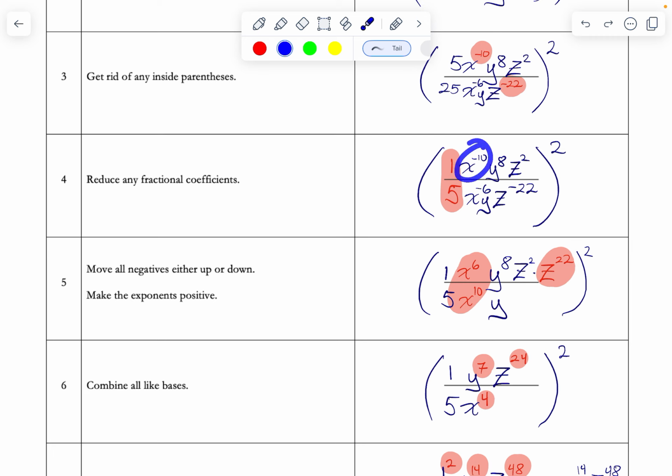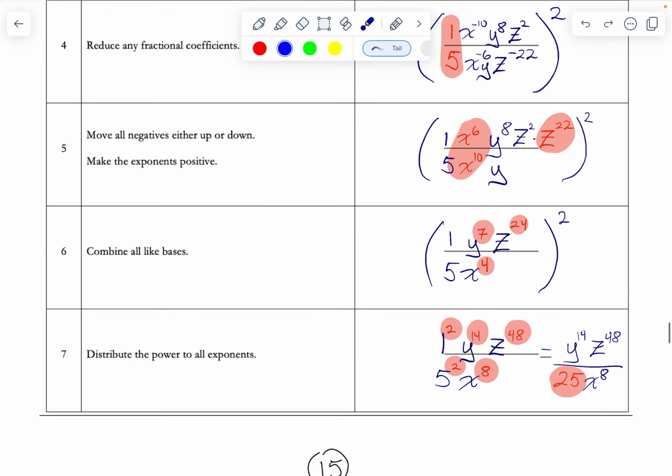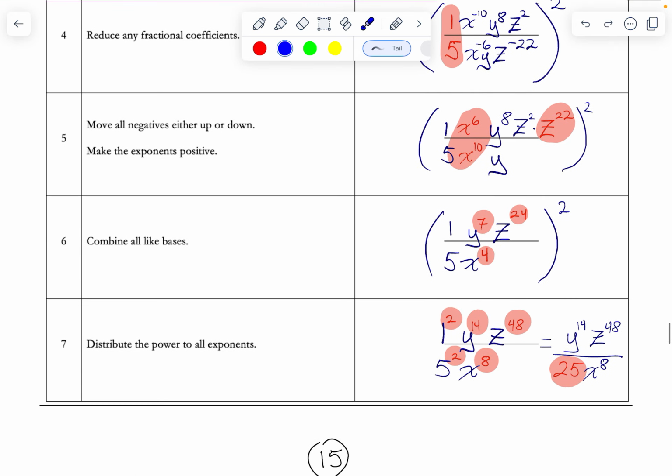So x to the 10th goes down to the bottom. X to the negative 6 becomes x to the 6 on top. Z to the negative 22nd, I pull up to the top to make z to the positive 22nd. And now I'm going to start combining like bases. So on the top, I've got z squared times z to the 22nd. That'll give me z to the 24th.